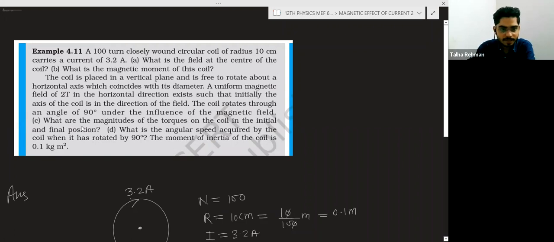They are asking again, what are the magnitudes of the torque on the coil in the initial and the final position? In the initial and the final position, what is the torque? In D part, they are asking what is the angular speed acquired by the coil when it is rotated by 90 degree. The moment of inertia of the coil is 0.1 kg meter square. So first we will focus on this part. What is the magnitude of the torque on the coil in the initial and the final position?